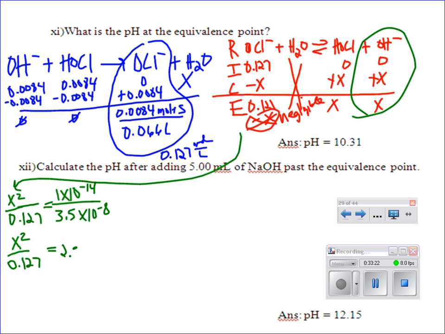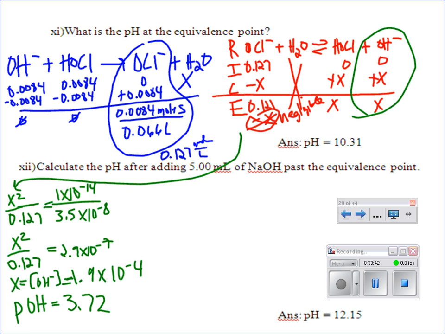2.90 times 10 to the negative 7. And so our X, which is equal to our OH concentration, comes out to be 1.9. I can't tell if that's a negative 6 or a negative 4. 1.9 times 10 to the negative 4. And then, therefore, our pOH is equal to 3.72.